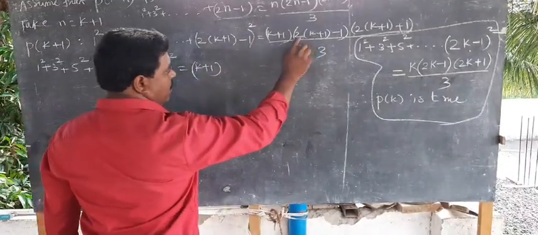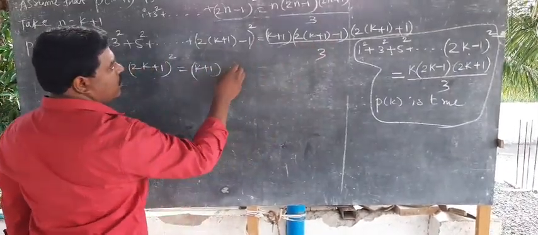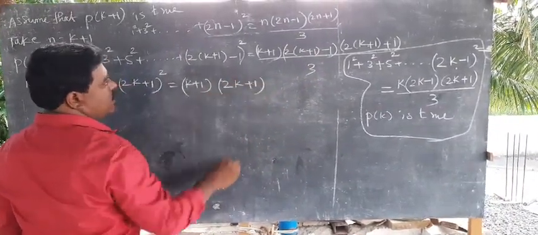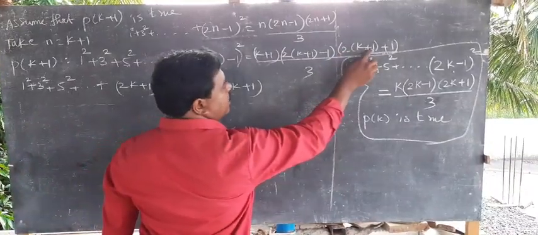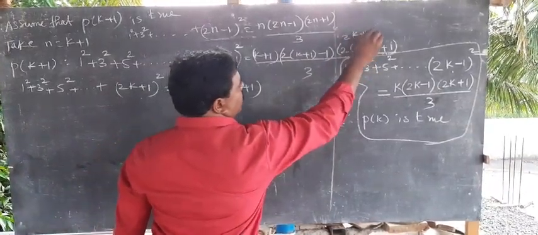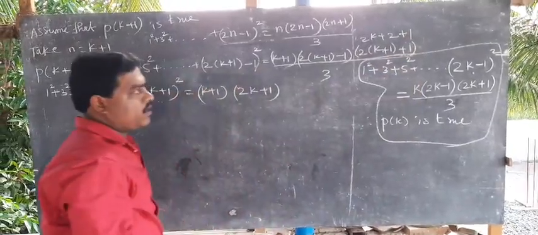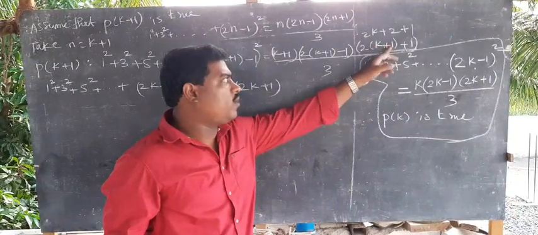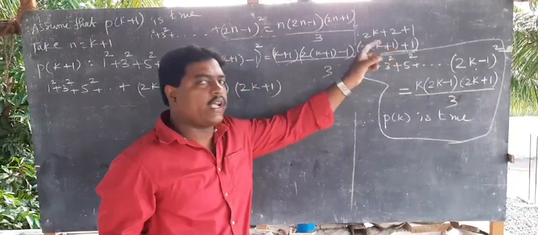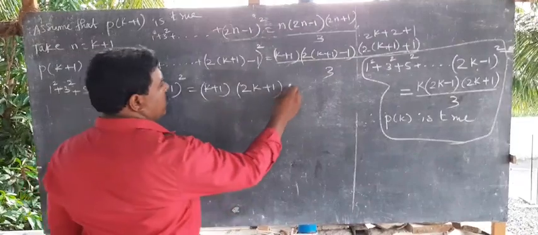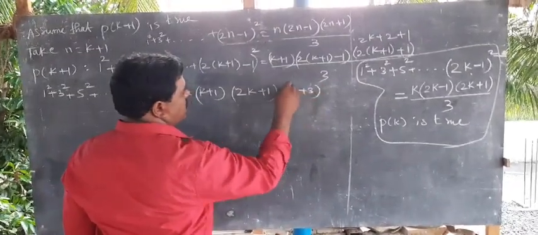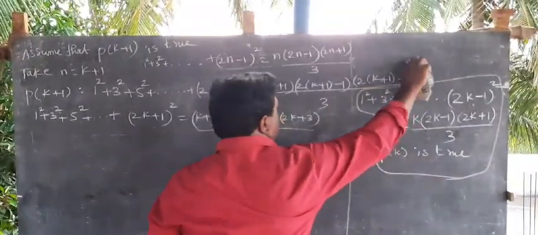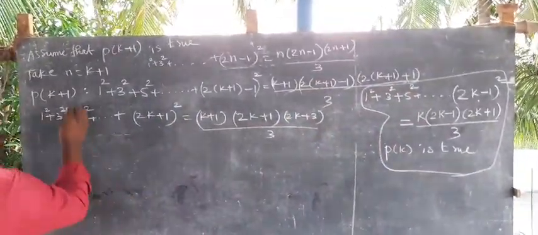Here also, 2k plus 2 minus 1. So what are we getting? 2k plus 1, and 2k plus 2 here, so 2k plus 2 plus 1. I take the 2 inside: 2 into k is 2k, 2 into 1 is 2. So 2k plus 2 plus 1 means 2k plus 3. So 2k plus 3 by 3. This only we need to prove.